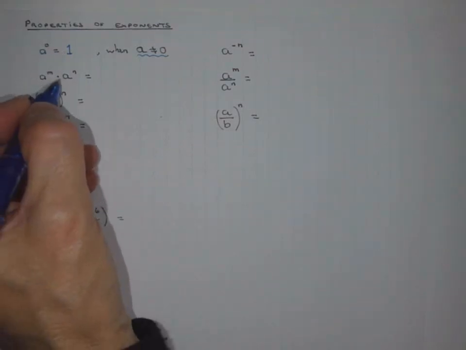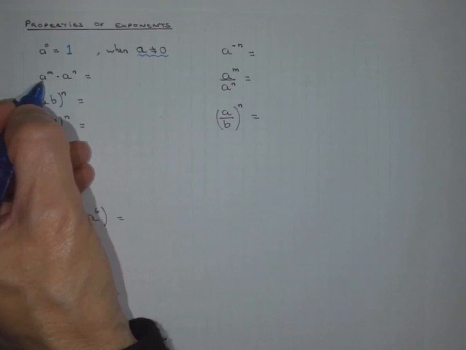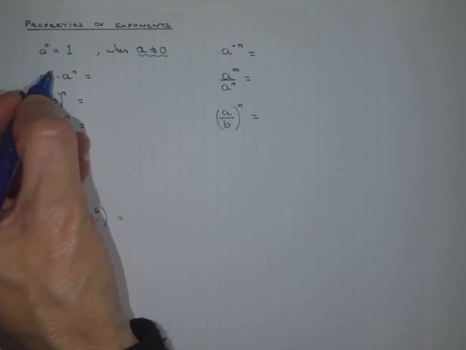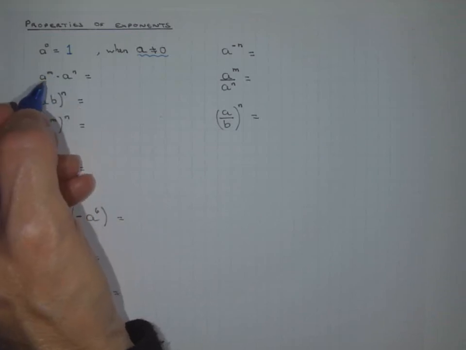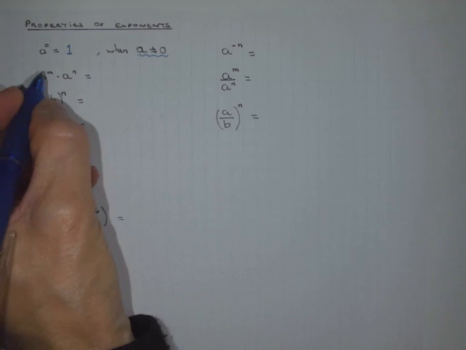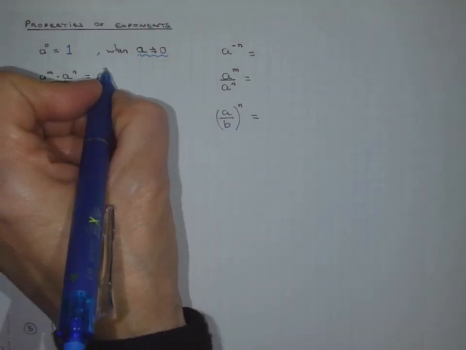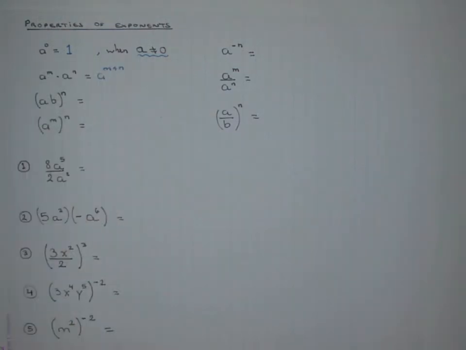Alright, then we have two same bases. Notice how I have an A and an A. So when we have the same number at the bottom as a base, with two different exponents, or for that matter, even if the exponents are the same, when we multiply the bases, we add their exponents. So that would be m plus n.